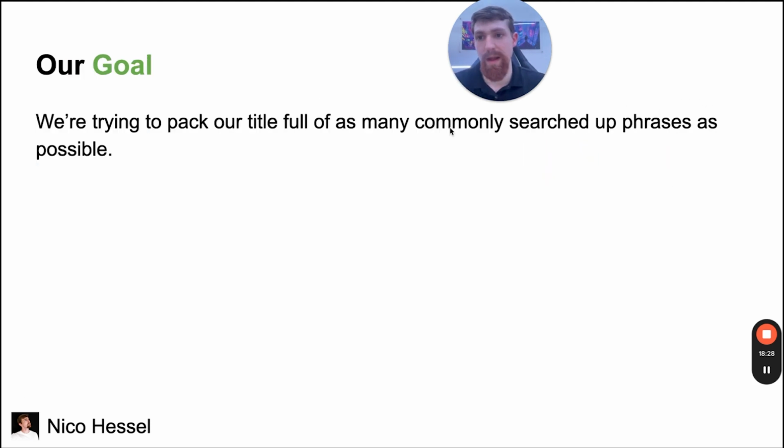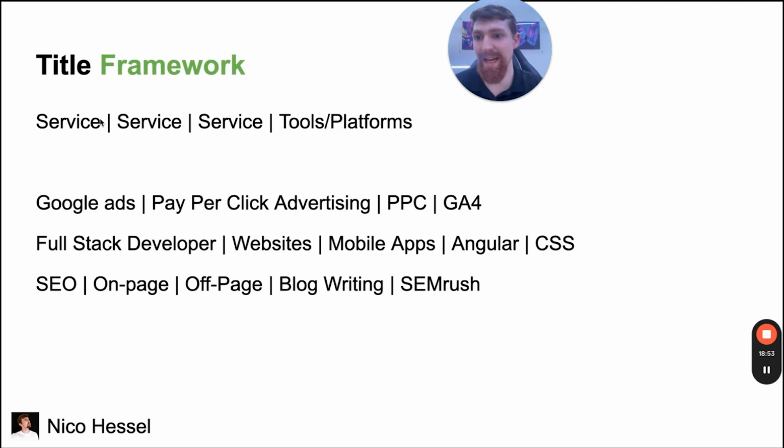Cool. Now, again, want to quickly restate our goal. Now that you have this big list of tools, platforms, and services that you're offering, I'm going to show you how to choose which ones to actually put into your title. But again, I want to quickly restate the goal, which is that we are trying to pack our title full of as many commonly searched phrases on Upwork as we possibly can. All right. And so with that being said, I like to use this framework when I teach people how to build their titles, right? And so that goes service, service, service, and then tools and platforms, right? And each one I recommend just being separated by a vertical line.